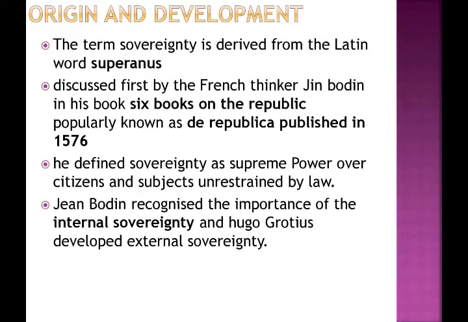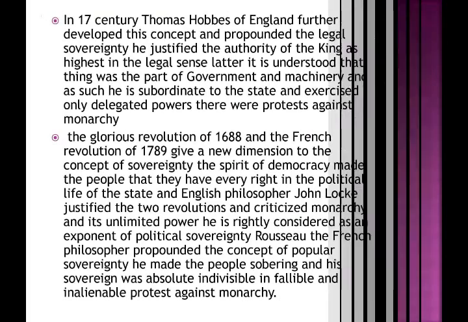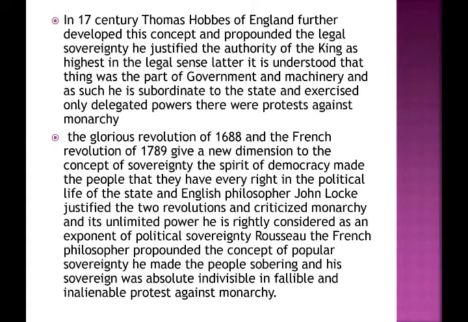In the 17th century, Thomas Hobbes of England further developed this concept and propounded legal sovereignty. He justified the authority of the king as highest in the legal sense. Later, it is understood that the king was part of the governmental machinery, and as such he is subordinate to the state and exercised only delegated power. There were protests against monarchy.